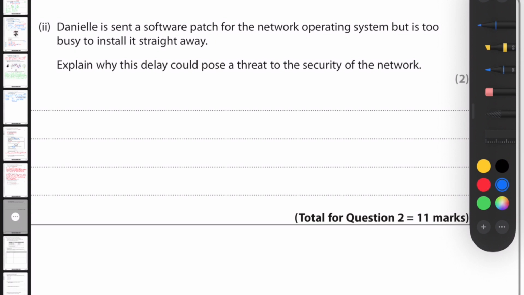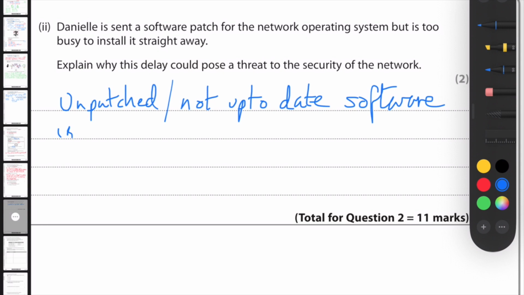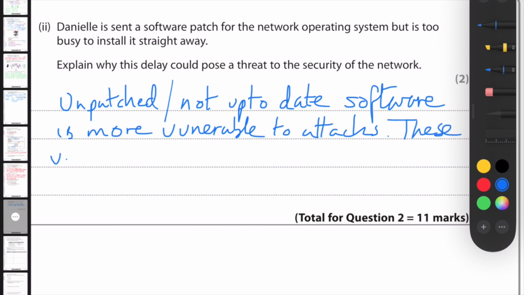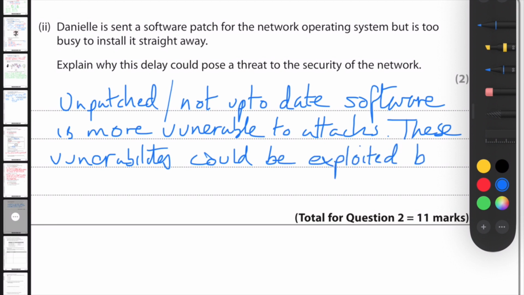Okay, so basically, unpatched or not up-to-date software is more vulnerable to attacks. These vulnerabilities could be exploited by a potential hacker. Always keep your software up to date with the latest version, okay? Because the latest versions will have the latest protection.